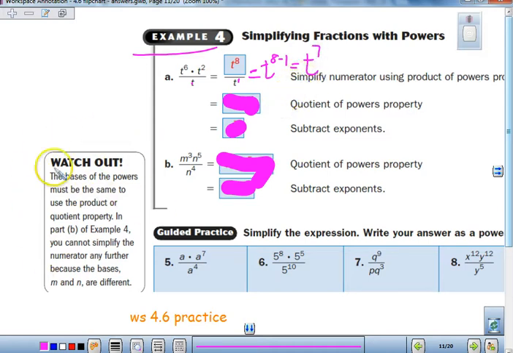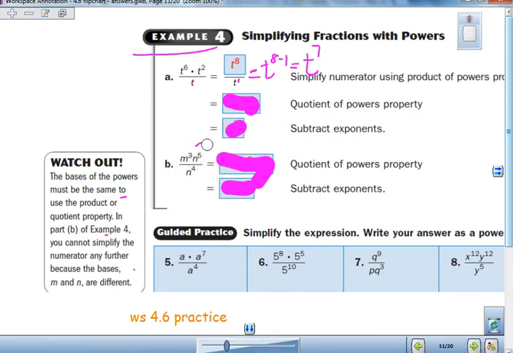One of the things here, it says watch out. The base of a power must be the same to use the power or quotient property. So in part B of example 4, you cannot simplify the numerator any further because of the base. m and n are different. So when we take a look at this, notice we have m to the 3rd and n to the 5th. We cannot combine that to be mn to the 8th. The base had to be the same. So what we can do is use our quotient rule.